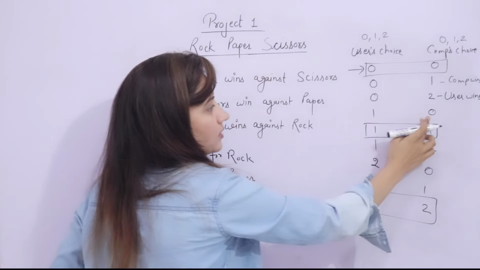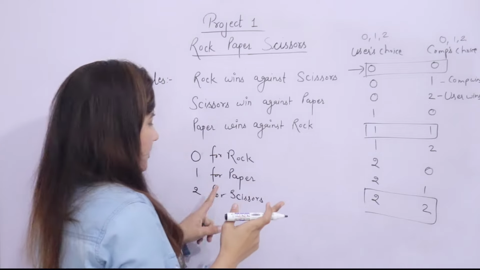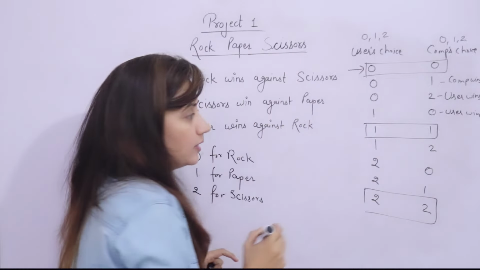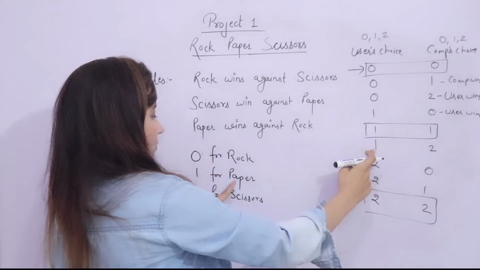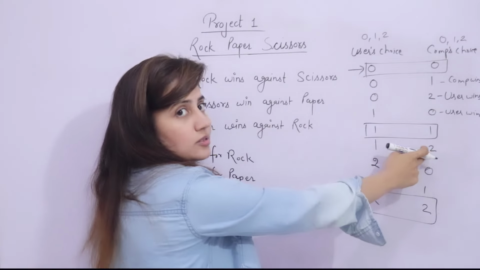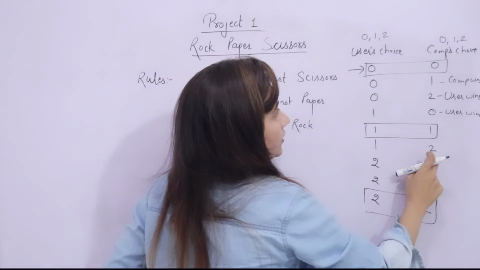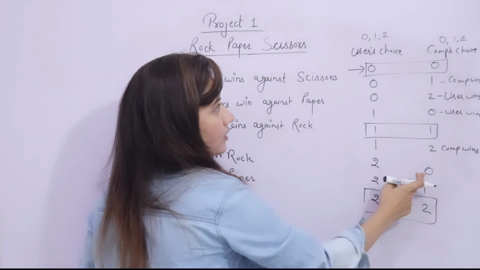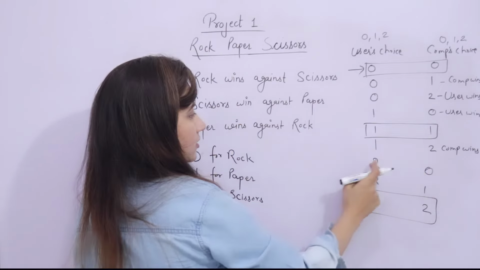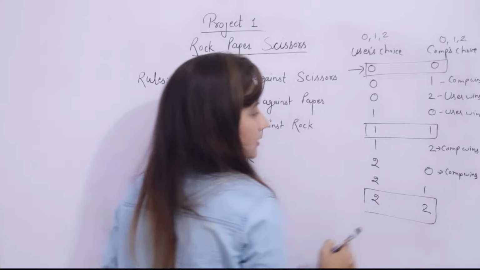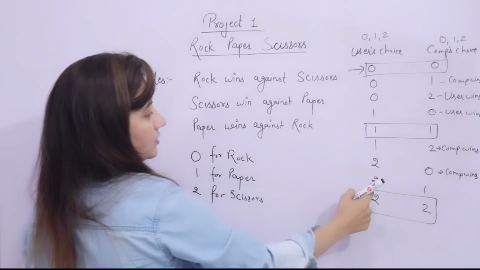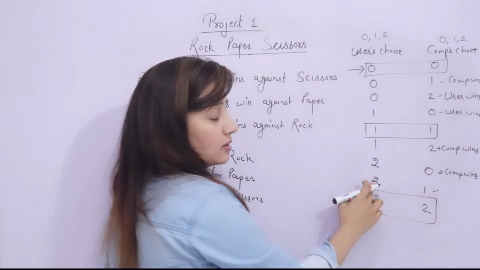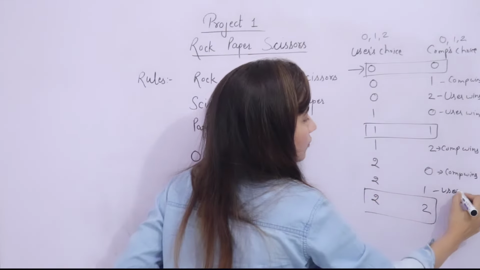If user choice is 1, computer choice is 0, in this case 1 means paper, 0 means rock, so here also user will win, right? In this case user choice is 1 means paper, and computer choice 2 means scissor, so scissor will win because scissor will cut the paper. So in this case computer will win. But if user choice is 2 and computer choice is 0, 0 means rock and this is scissor, in this case computer wins, right? Because rock wins against scissor. 2 and 1, 2 means scissor and 1 means paper. So here also scissor will win, so user will win.